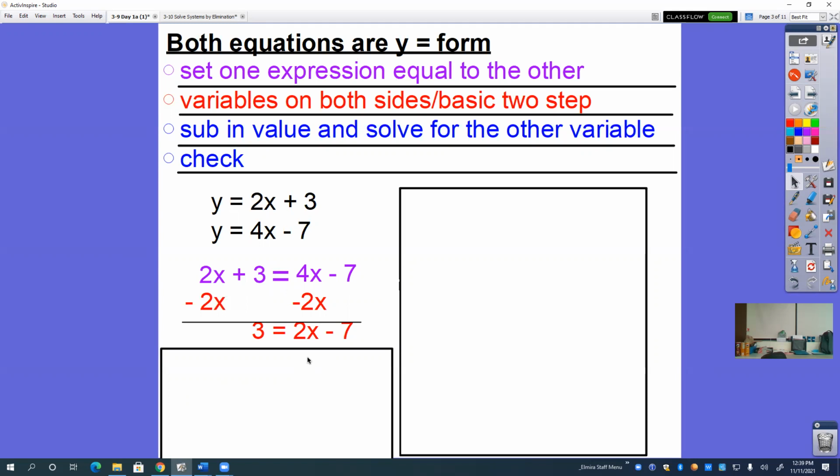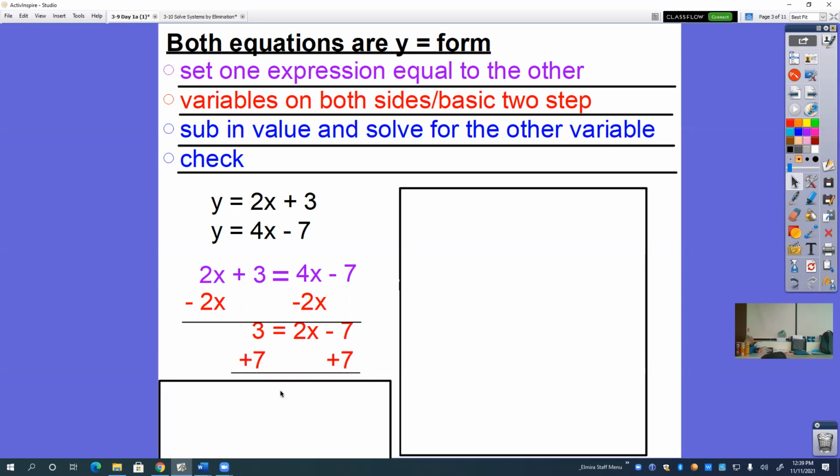And now it's a basic two-step equation. So cancel out the subtraction by adding 7 to both sides. And when you do that, you end up with 2x equals 10. And then divide both sides by 2. And your solution is x equals 5. So we found our solution for x.